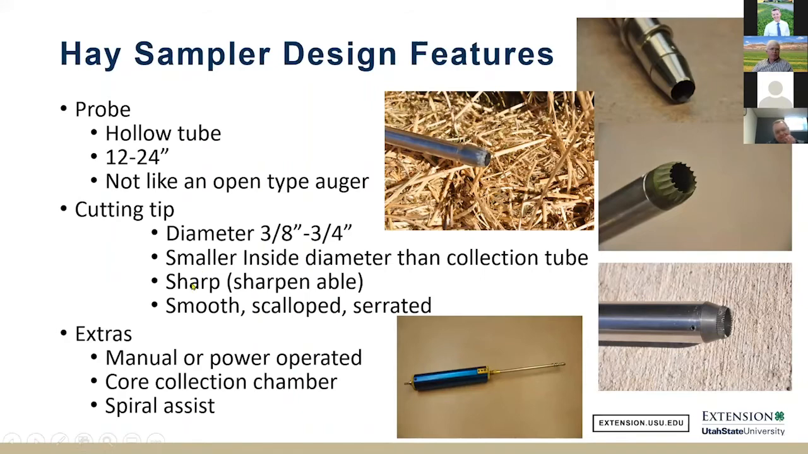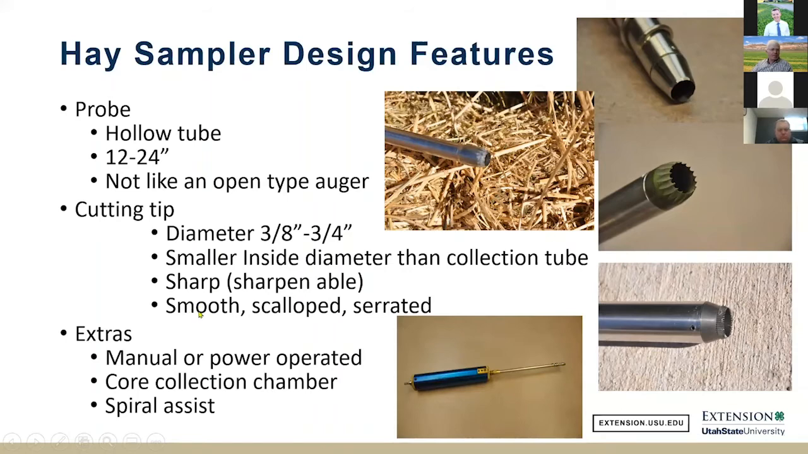Tips need to be sharpenable. They come as smooth cutting tips, scalloped, and serrated, and the finely serrated are helpful. But the most important part of the tip is to make sure it's sharp. That will help cut through the stems and give you a representative sample while that tube is going into the bale.